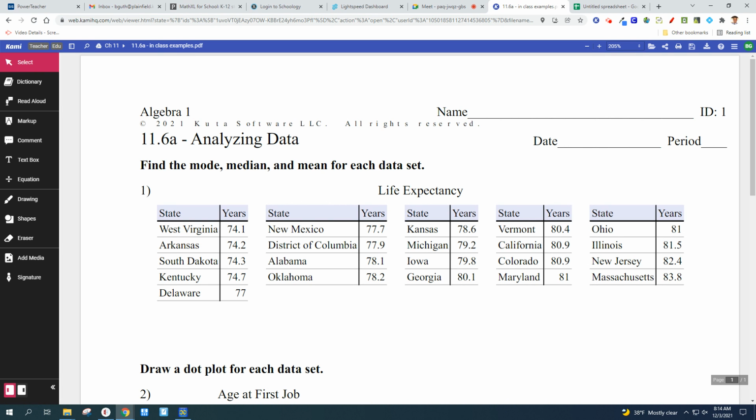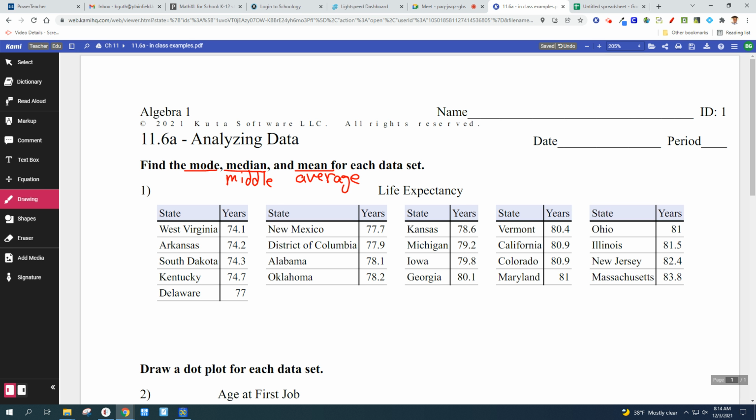11.6, analyzing data. We're going to start with mean, median, and mode. I think it's weird that they put it out of order, but mean is average. And you should know how to find the average. Average, you'd add up all of the numbers and divide by how many numbers there are. Median means the number that's in the middle.